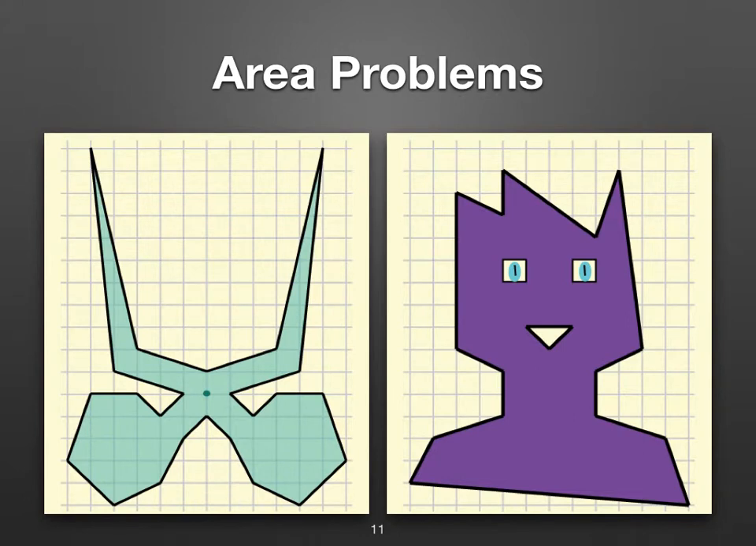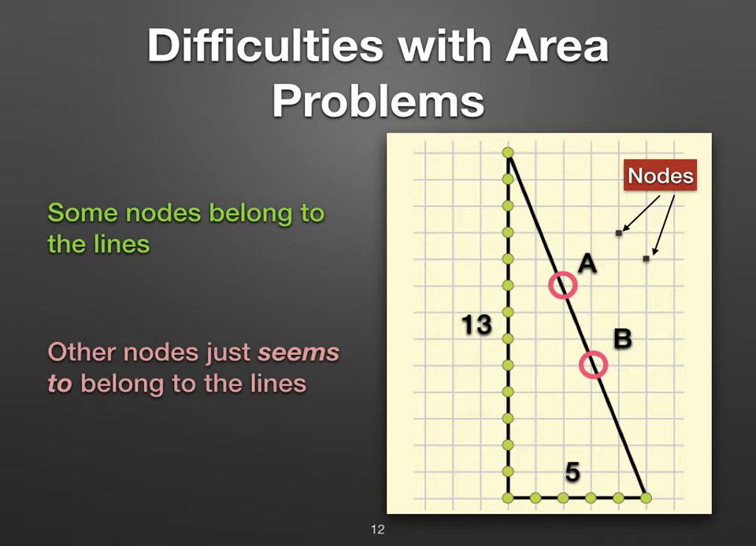Area problems. In area problems, students find the exact areas of figures in terms of graph paper squares. They practice with the same problem-solving techniques that they had already practiced in the perimeter problems. There are, however, some difficulties with area problems.